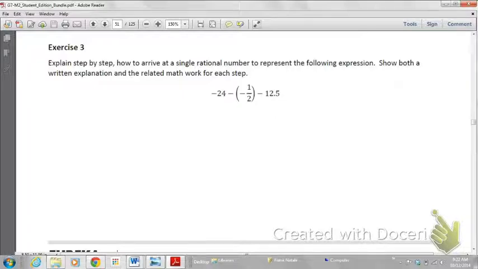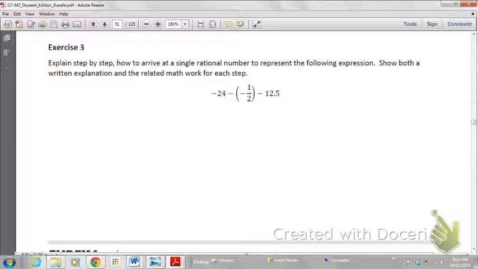Okay, in this final exercise, exercise 3, what I want you to do is go ahead and explain step by step how to arrive at a single rational number to represent the following expression. Show both a written explanation and the related math work for each step. Okay, so what that means is this. All right, I'm going to give you the first step.